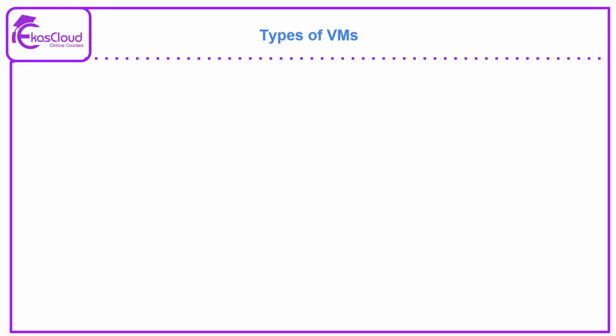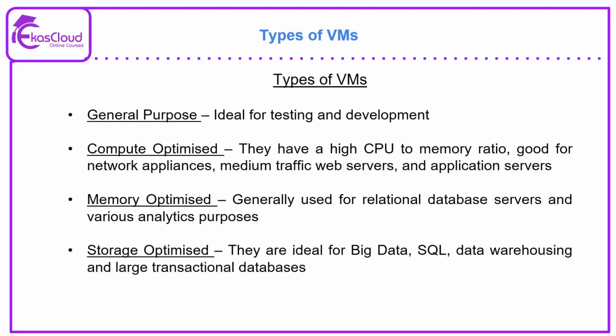So the types of VMs we have available are general purpose VMs. These are ideal for testing and development. Then we have compute optimized. As the name suggests, these are high on computing power, so they have a high CPU to memory ratio. They are good for network appliances, medium traffic web servers, and application servers.